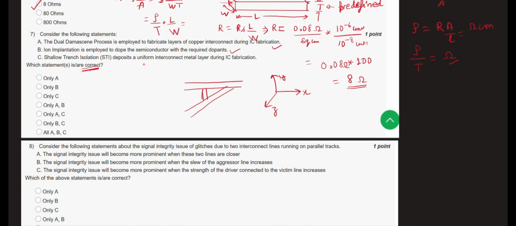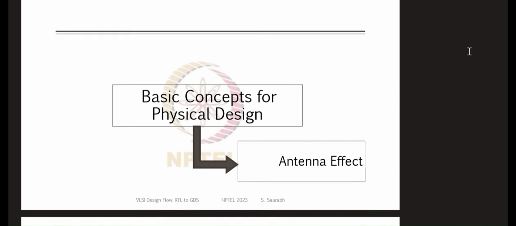And shallow trench isolation deposits a uniform interconnect metal layer during IC fabrication. No, we do not deposit a metal layer. The whole idea is that the n region and p region of the MOSFET do not interact with each other. And to stop that interaction, we actually increase the trench, which means the silicon oxide layer will act like a barrier between these regions, and they will not interact with each other. So I will show you the reference from where I am getting this idea.